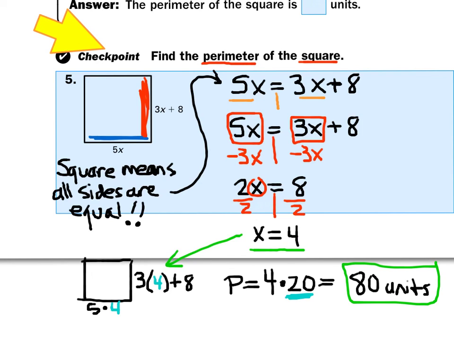Now I'm not finished, so I didn't box it. They want the perimeter. So now I just substituted a 4 in for x, and so I found the base was 5 times 4, which is 20, and the height was 3 times 4 plus 8, which is also 20. So the perimeter would just be 20 times 4, because there's 4 sides, and so it would be 80 units. And you're finished.